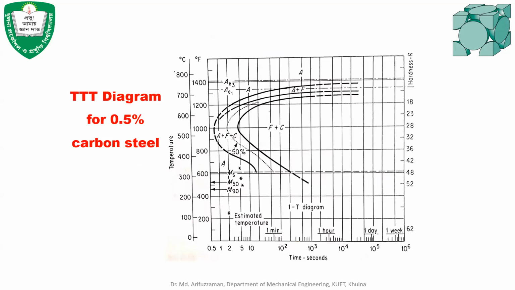Okay, the last one we have seen for the 0.8% steel or eutectoid steel actually produces only perlite. Okay, but when you use a low carbon steel like 0.5% carbon steel, then you will not get only perlite. You will also get another line in here, that is 50% transformation of perlite transformation. And you'll get another line which will show you the formation of ferrite.